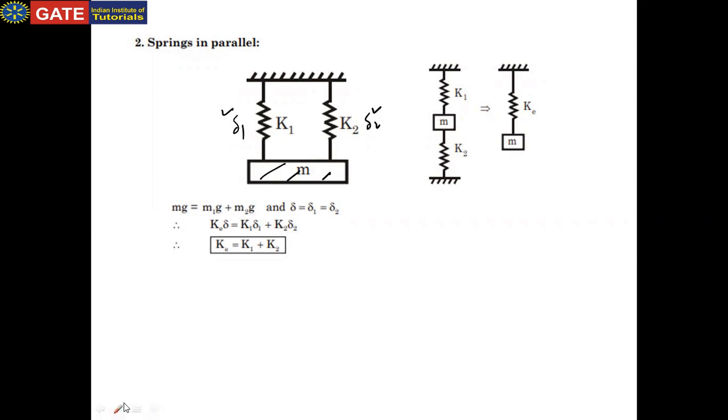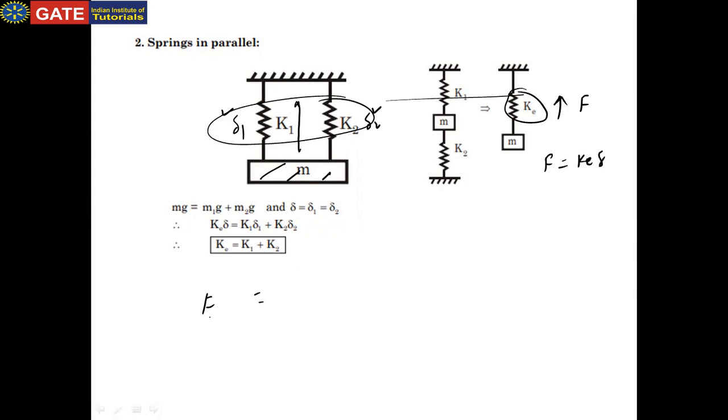Like the previous one, check total mass. If you write F is equal to, F is the restoring force. So like equivalent, total force equivalent. These two springs you have converted into a single one, like this. So here, what is the force F? F is equal to KE into total deflection. And what is F1? It is K1 into delta 1. What is F2? K2 into delta 2. But F1, F2, F, all three are same. So you can write F is equal to K1 delta 1 plus K2 delta 2.